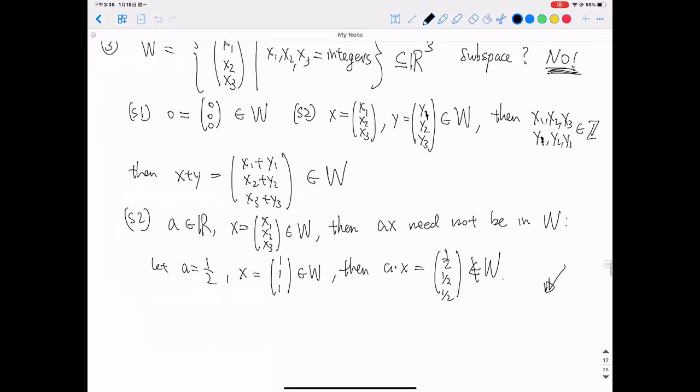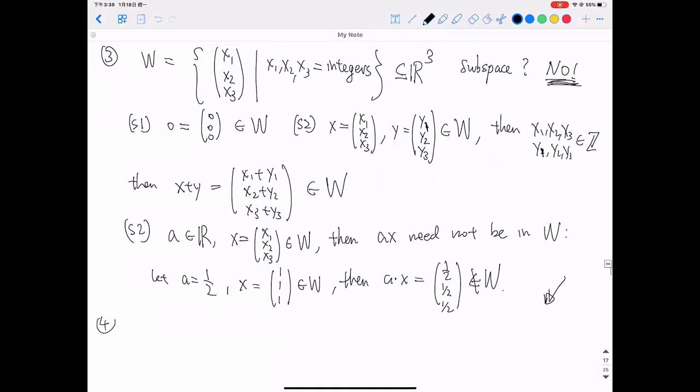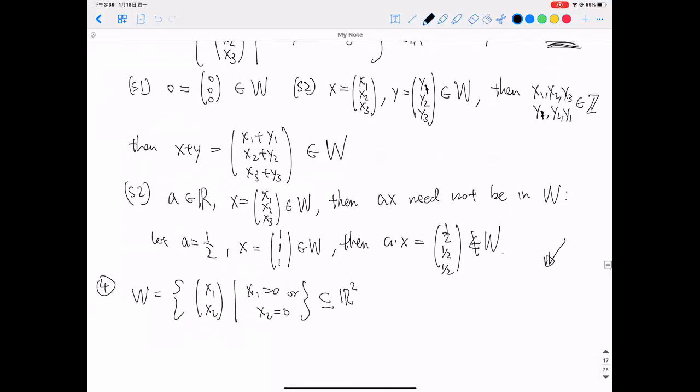Now let's just look at one more example. W is now this time just a subset of R2. The requirement for being in W is that one of the entries is 0. And the question is, is this a subspace? The answer is again no.